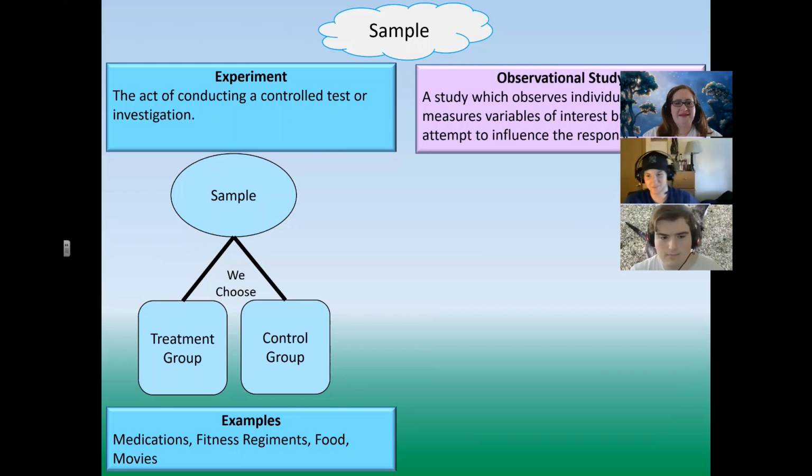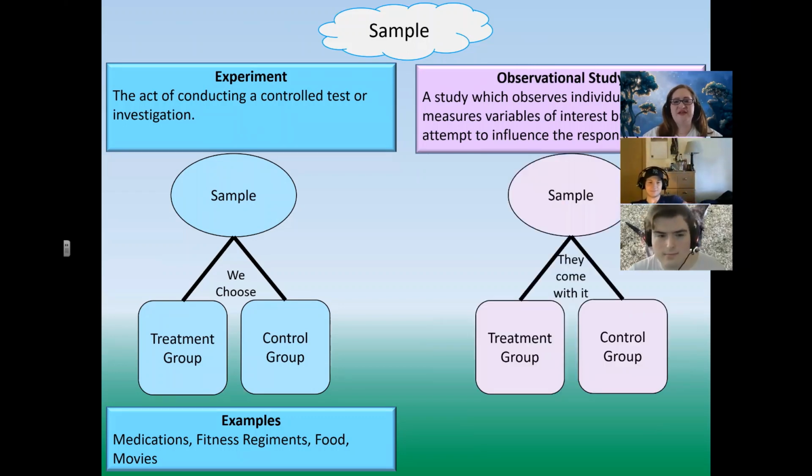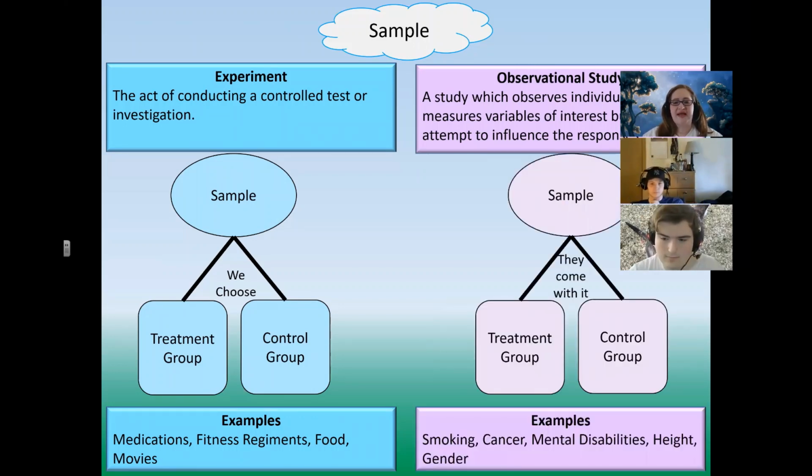Yes? Yep. Okay. Observational study is when they come with it, because I can't tell people, okay, you smoke, you don't smoke, we'll see who dies first. They either come smoking or non-smoking. I can't force them to smoke. Yes, I could force mice to smoke, and that is what they did. They actually took mice and they smoked them.